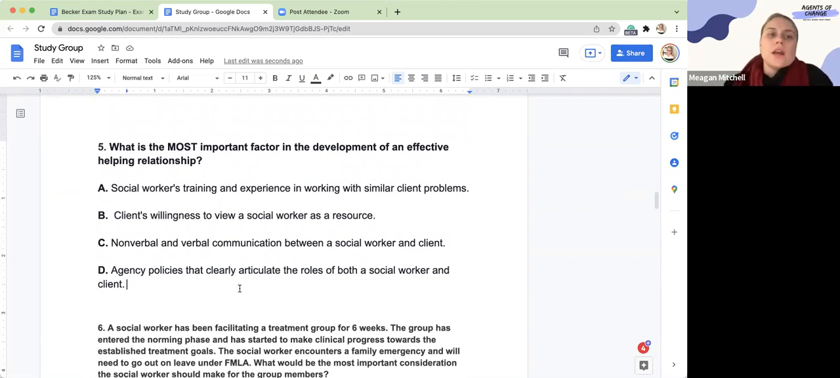Okay. Number 5, what is the most important factor in the development of an effective helping relationship? So for most questions, all of these may be correct.